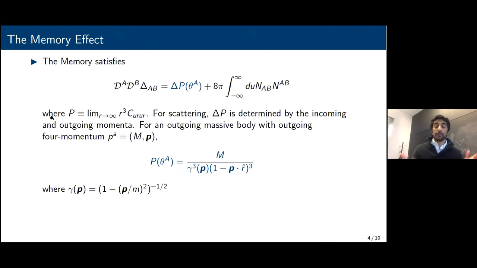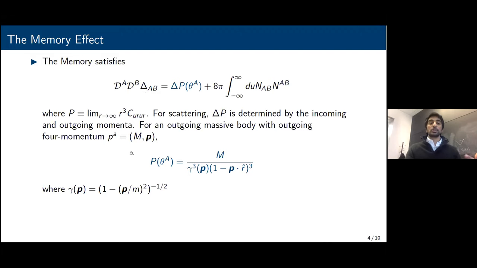Okay, and so finally, the last thing that we're going to need is that via the Einstein equations, one can relate the memory tensor to the kind of data in the interior. So in particular, the change in P, which is this mass aspect, sometimes denoted as this P quantity in the memory literature, is just the mass aspect between early and late times, in particular for merging black holes or what have you.